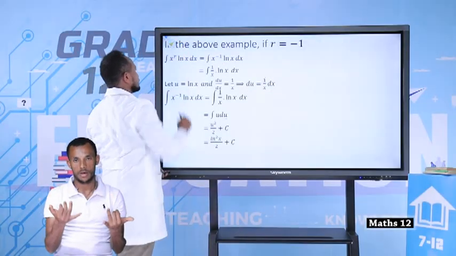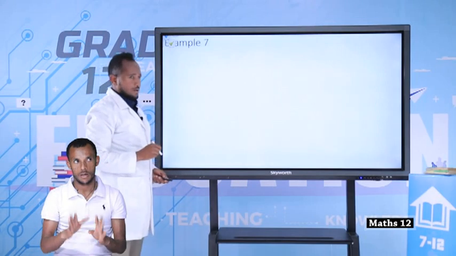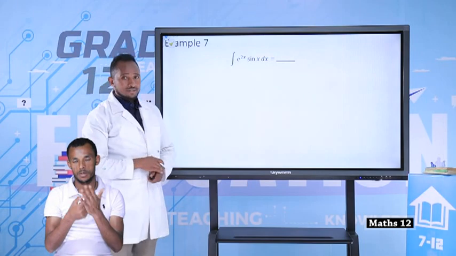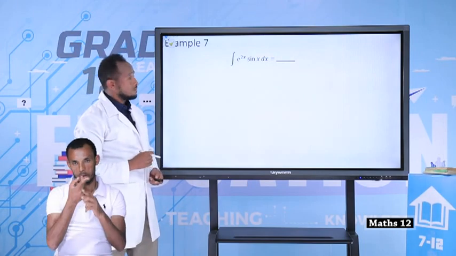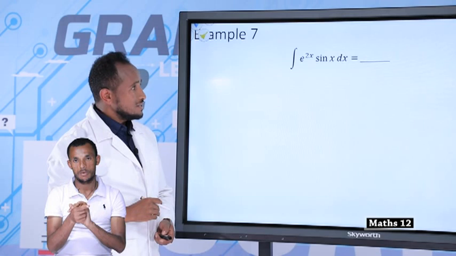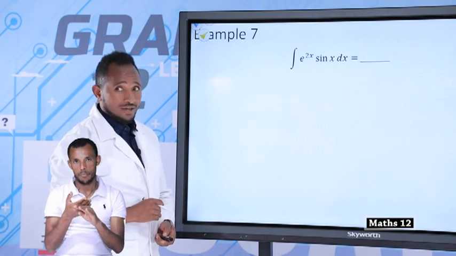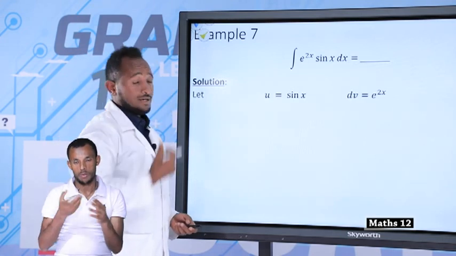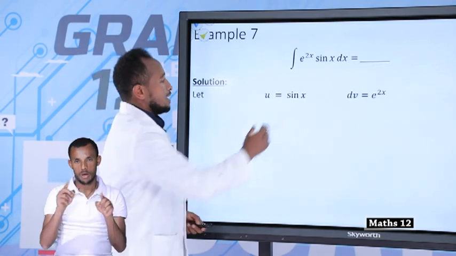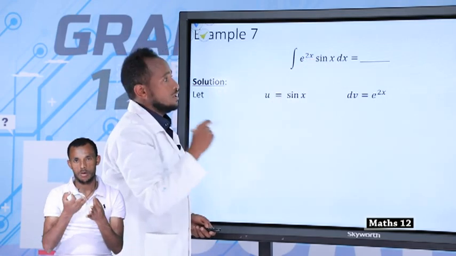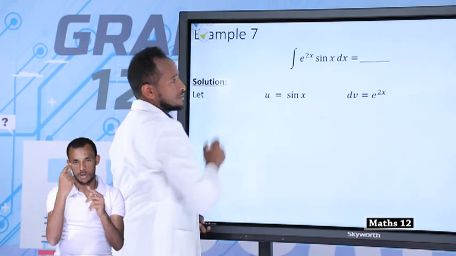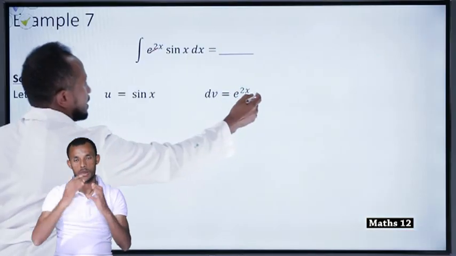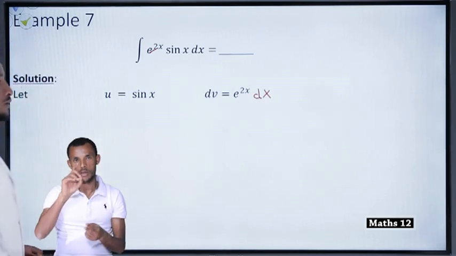Now let's add more examples. Let's see this one. This example is a little bit different from the previous examples. So please just listen to me attentively. As we listed in the guideline, when you face such an expression, you have to let u be the trigonometric part and dv be the other part, e raised to x times dx.